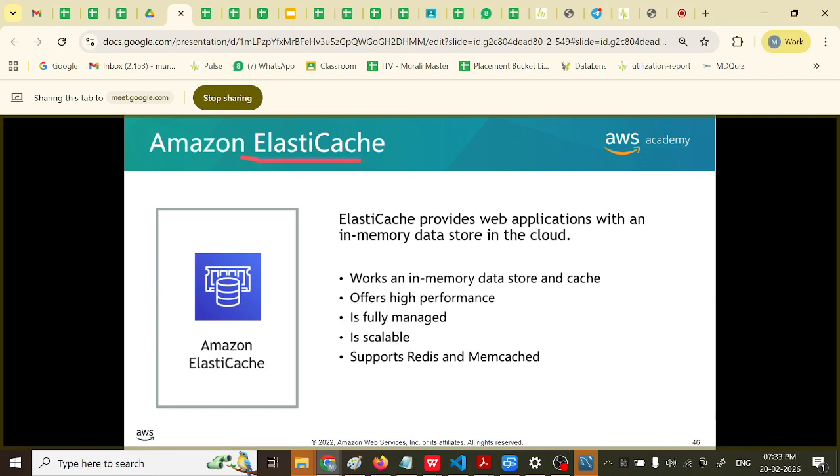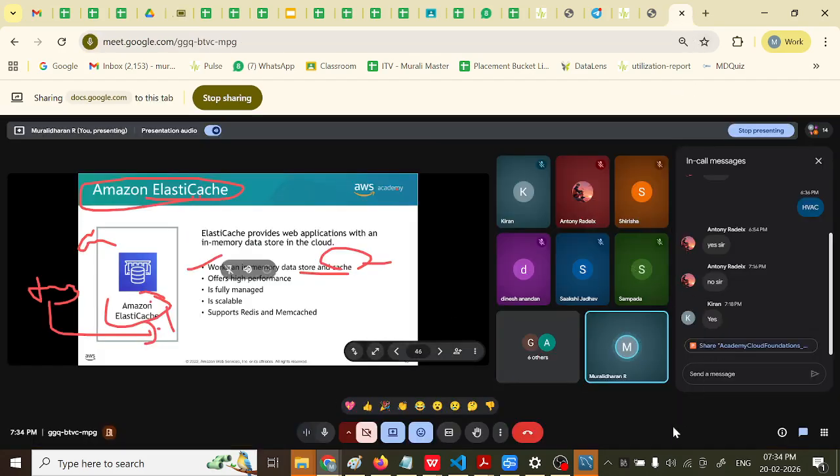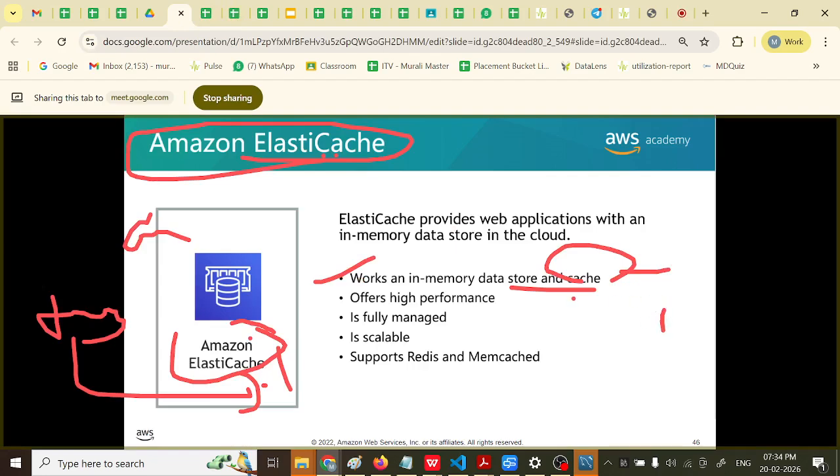Now one more is ElastiCache. What is cache? Cache means temporary memory. You can store your temporary database here because it works as an in-memory data store, a cache memory. Like how your browser stores all your information. Whenever you log into Gmail or any account the next time, it automatically takes your user details. Same thing, this cache memory is able to keep all your database entries.